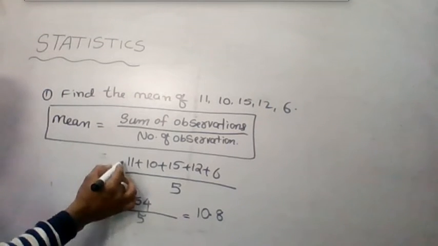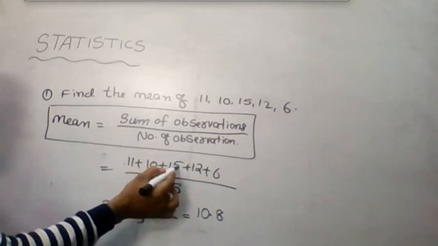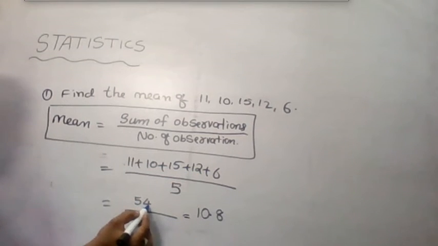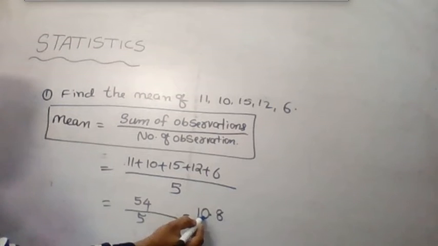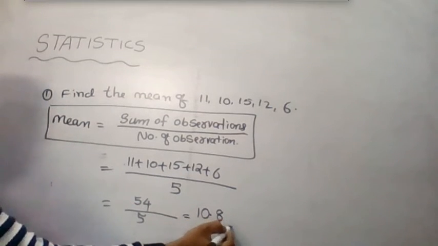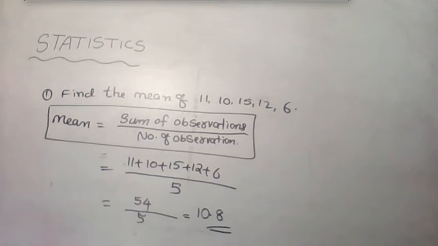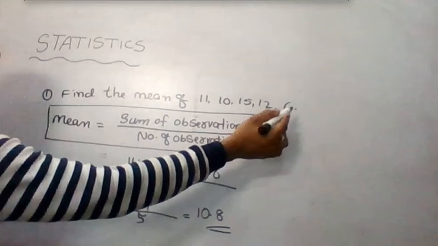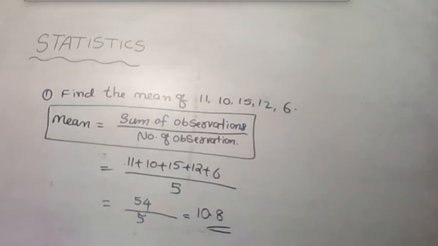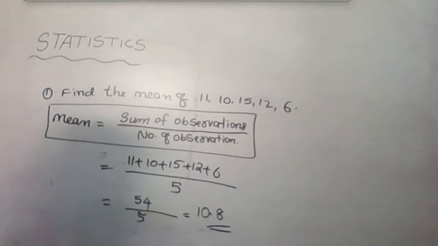So 54 by 5. The sum of 11, 10, 15, 12 and 6, if you add them, you will get 54. Divide by 5: 54 by 5, 5 tens are 50, remainder is 4, 5 eights are 40. So this is the average of 11, 10, 15, 12 and 6. Hence, we have done it.